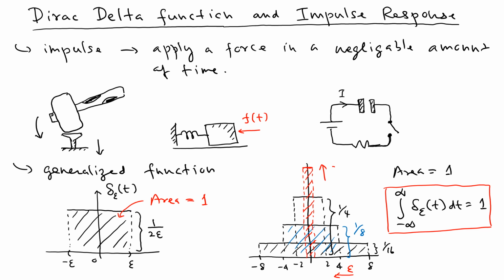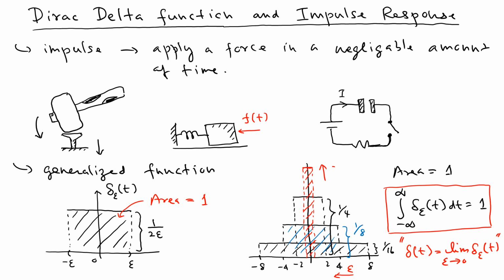Now, what's the other thing? We're going to define what we call the generalized function, the Dirac delta function, as the limit of this function when epsilon goes to 0. It's a kind of definition. So we say the delta function, delta t, is the limit when epsilon goes to 0 of delta epsilon t. But it's a kind of definition because this is not exactly what we do.